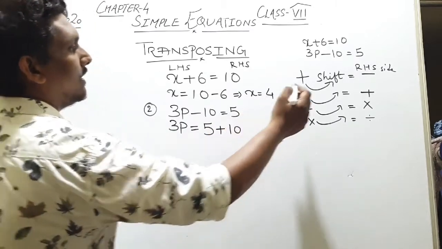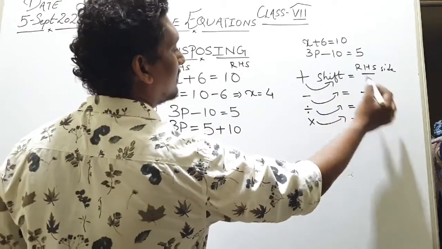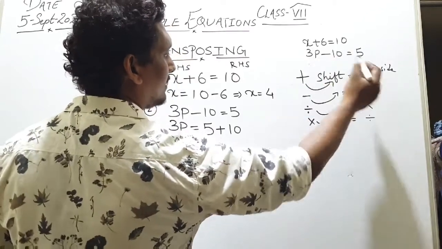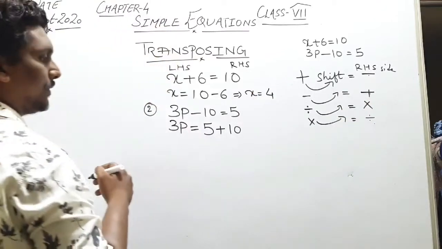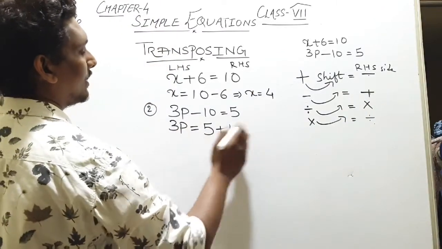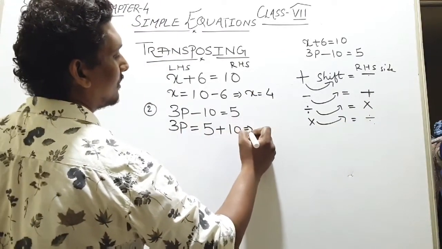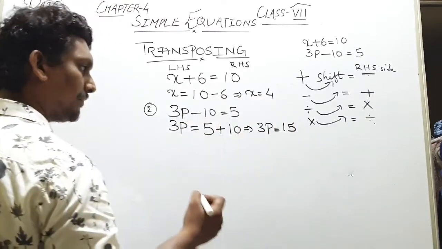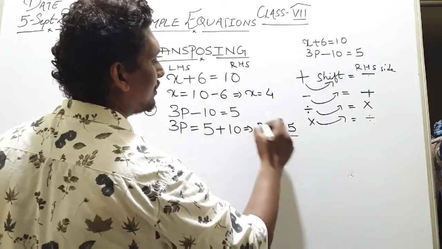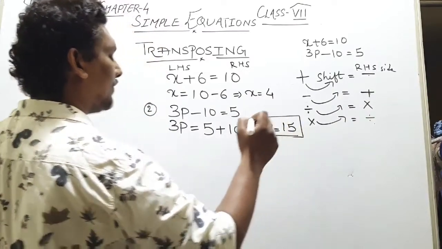So minus 10 will become what? Plus 10. Minus will become plus, plus will become minus, into will become divide, divide will become into, right? So here it will become 3p is equal to 15. So here the question is 3p is equal to 15.